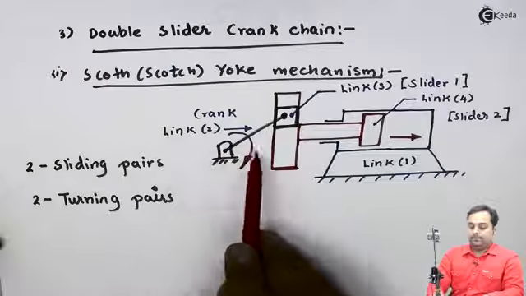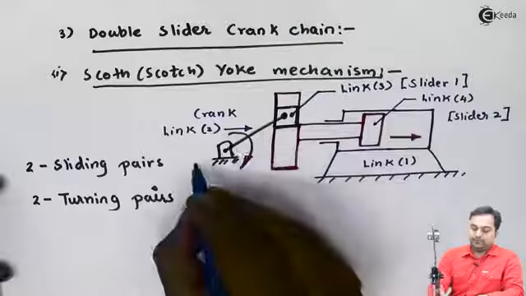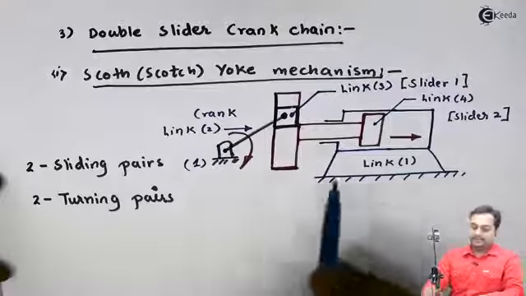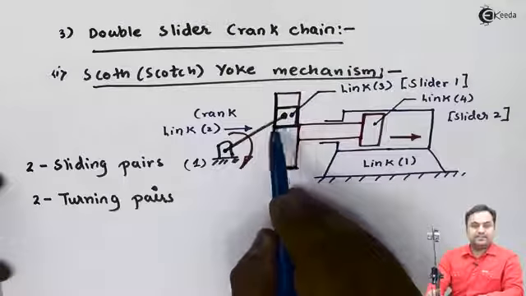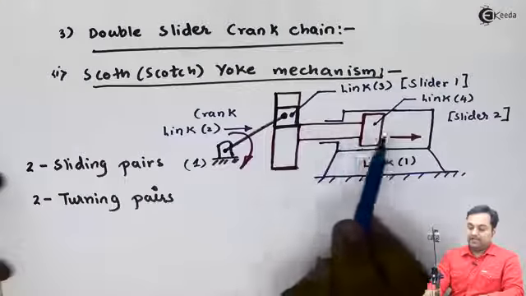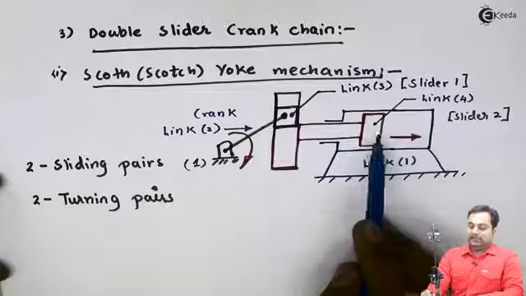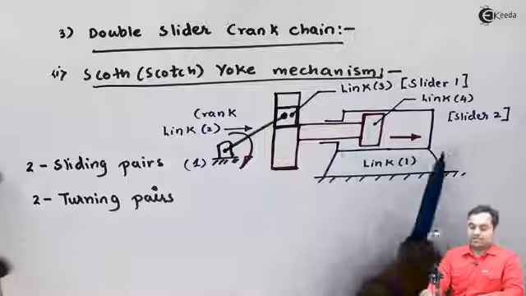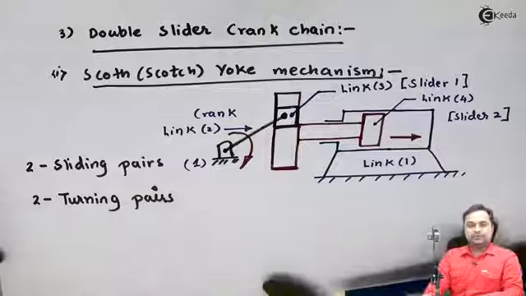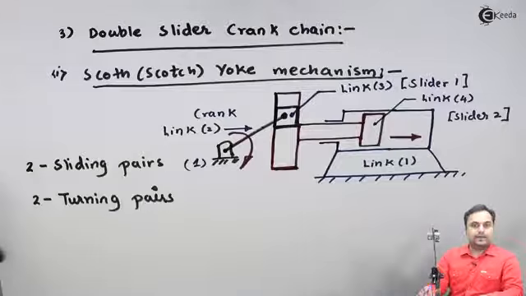So link 1 and link 2 form one turning pair. Next, link 2 and 3 form the second turning pair. After this we have link 3 and link 4, which form one sliding pair, and link 4 and link 1 form the second sliding pair. So we have two sliding pairs and two turning pairs. So this is an example of double slider crank chain. This is the Scotch yoke mechanism.